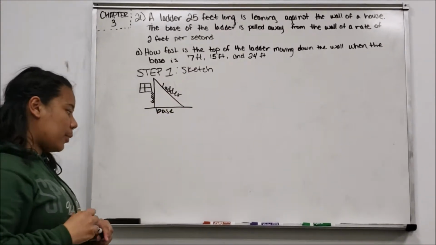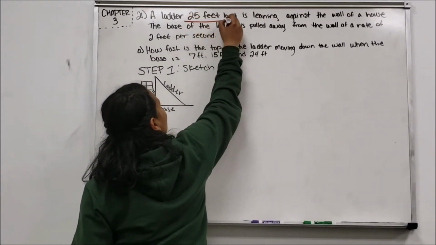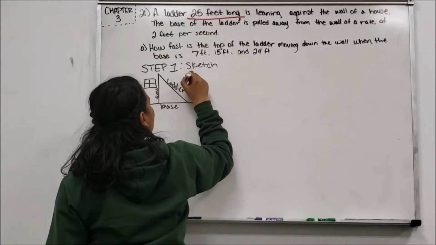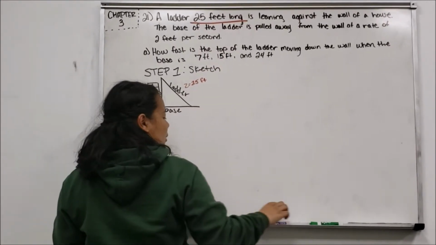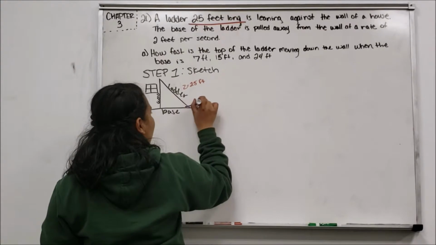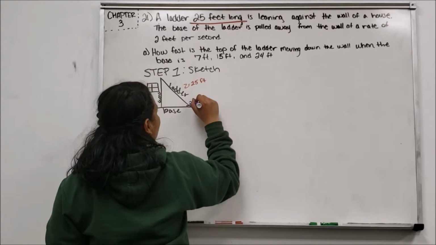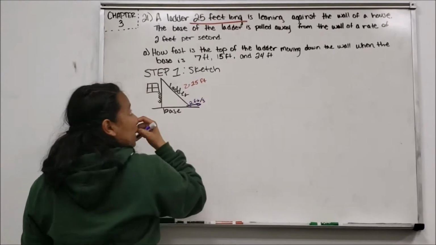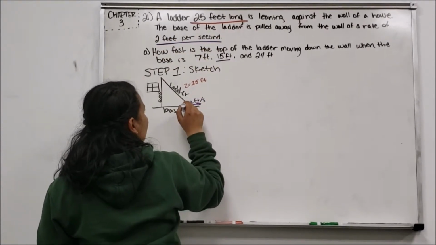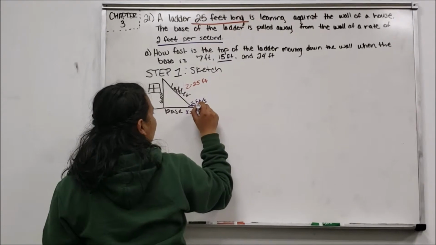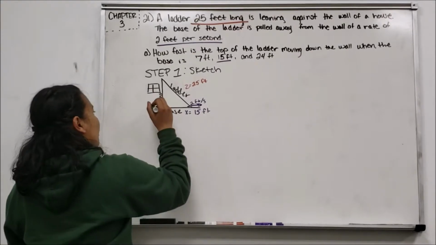Alright, so we're going to label everything all over again. And our ladder never changed, so our ladder is still 25 feet long. This is still moving that way at a rate of 2 feet per second. And now our base is 15, so now this is x equals 15 feet. Alright, and we are still looking for our y.